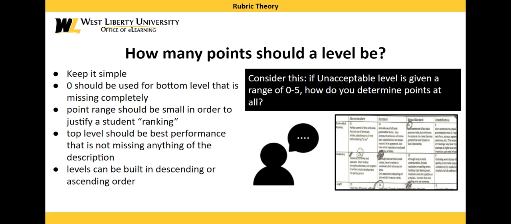Consider this. If an unacceptable level is given a range of 0 to 5, how do you determine points at all? If a performer was missing something, would they get a 0 or a 1 or 5? If rubric tasks are built like this, a performer could have a submission that's missing everything important and still receive points. Therefore, a performer could add points to their numerical score for the course but not hit any of the learning objectives, defeating the purpose of the assignment.